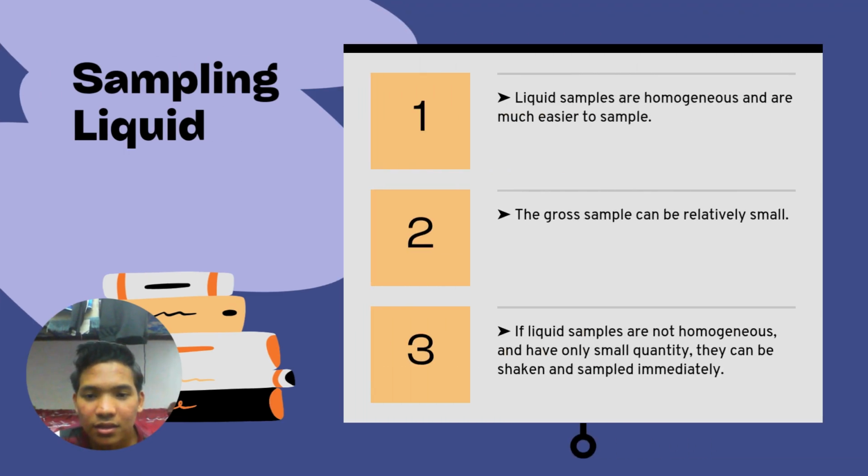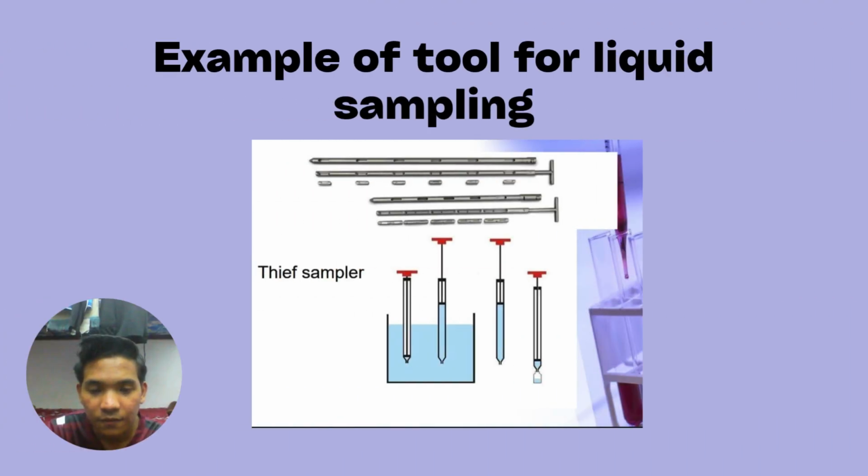Next is sampling liquid. Number one, liquid samples are homogeneous and are much easier to sample. The second one, the gross sample can be relatively small. And the third one, if liquid samples are not homogeneous and have only a small quantity, they can be shaken and sampled immediately. Next is an example of a tool for liquid sampling. It is a thief sampler.